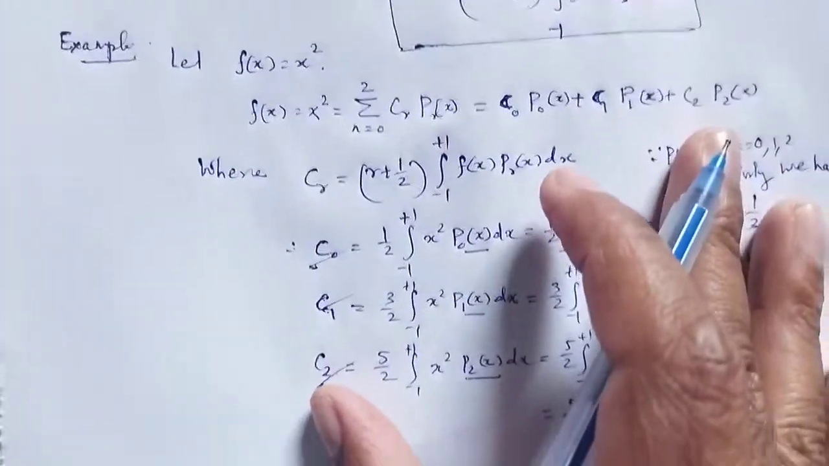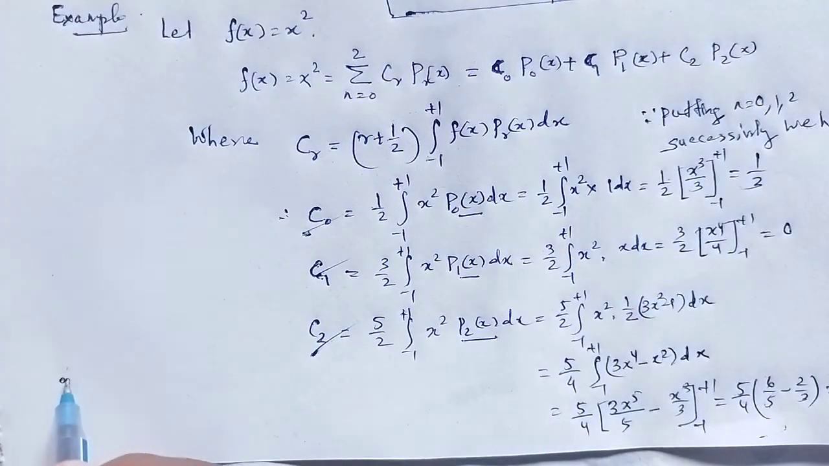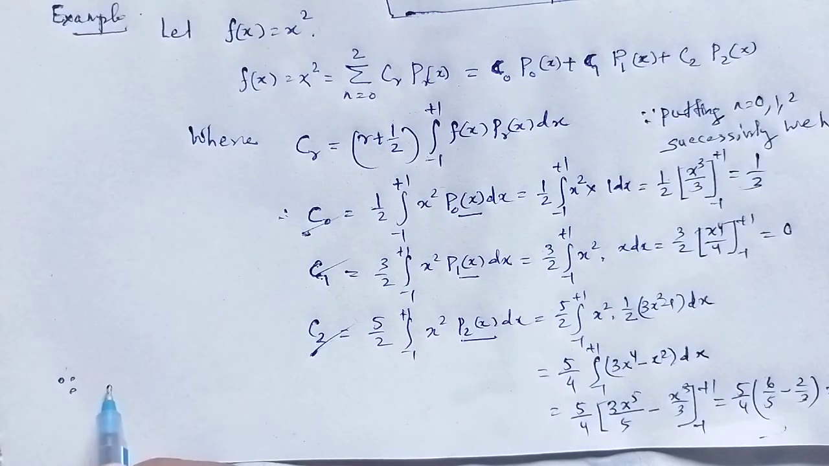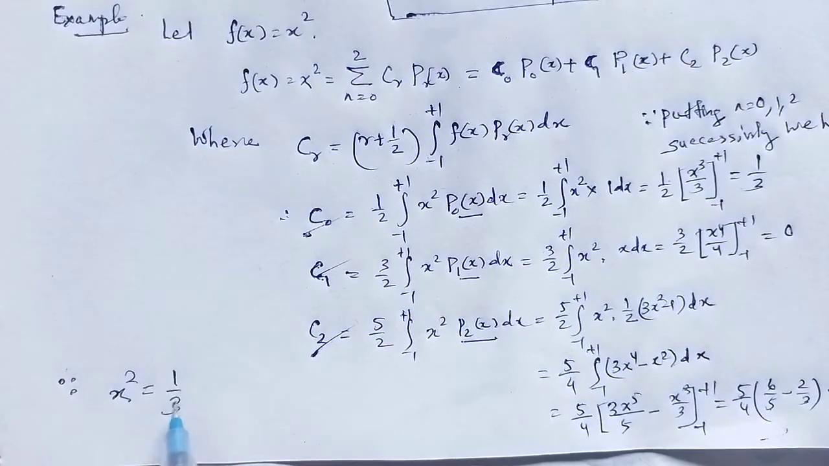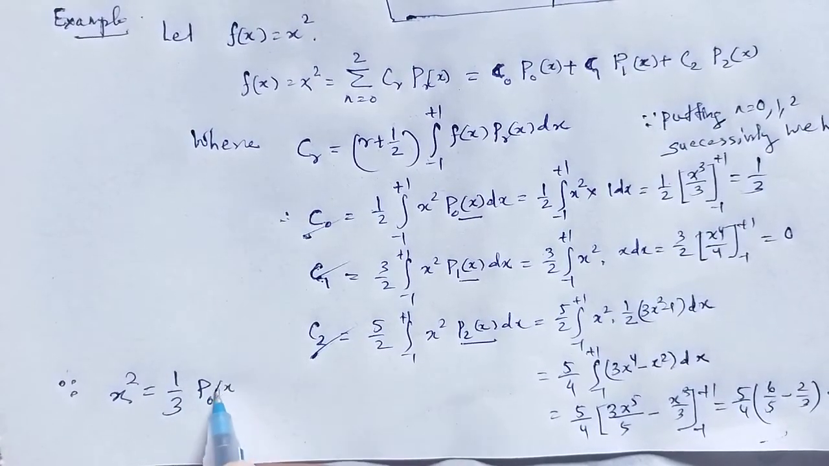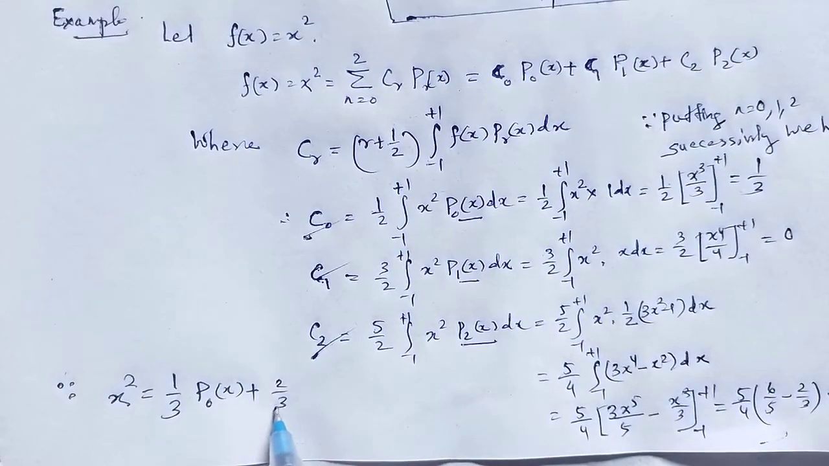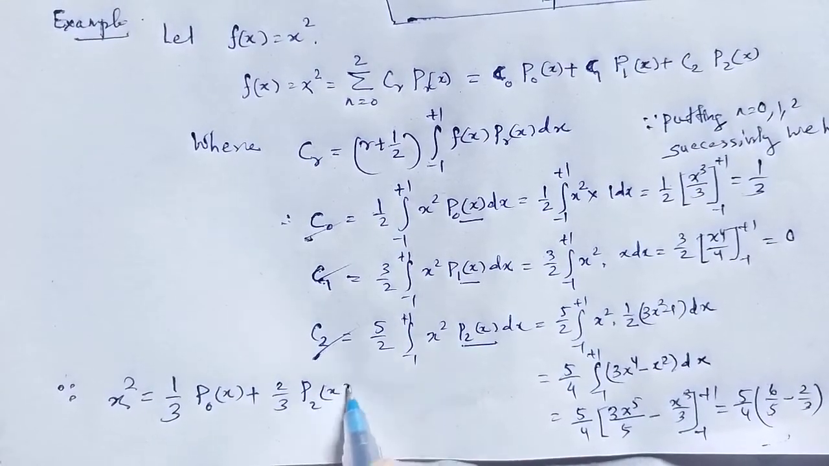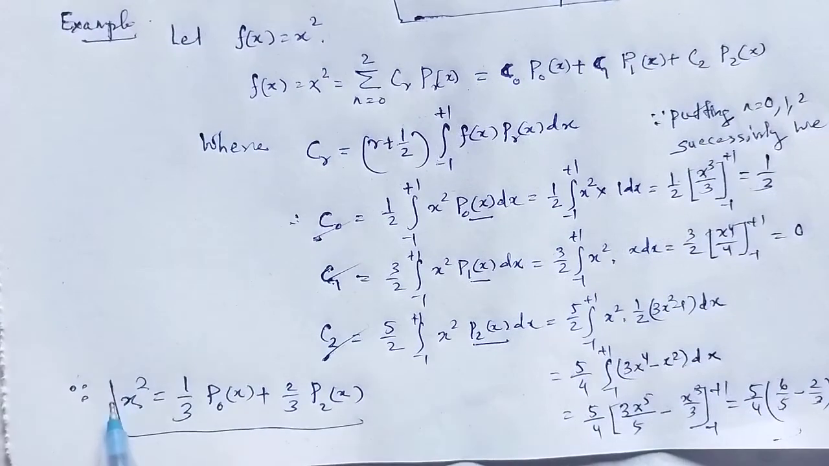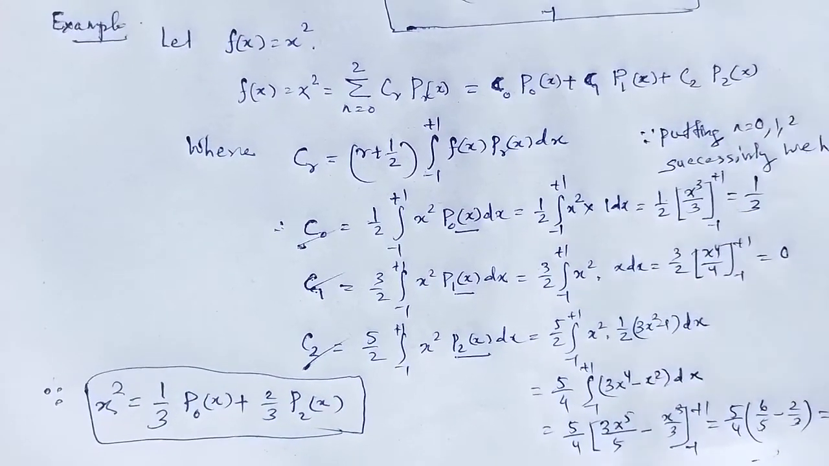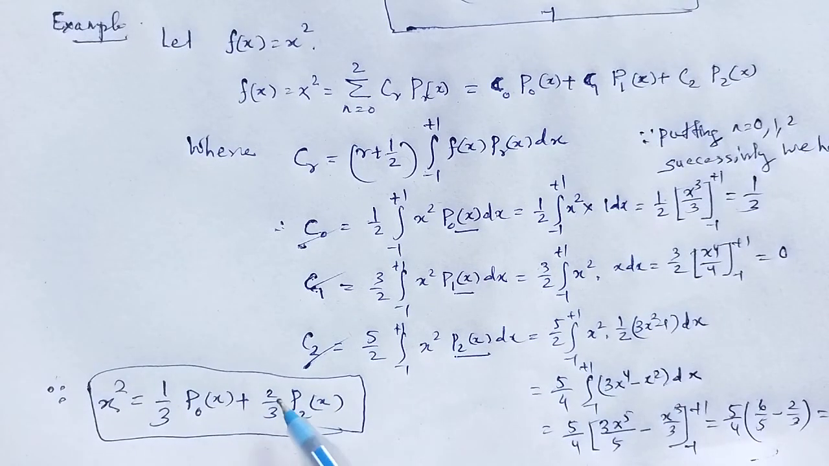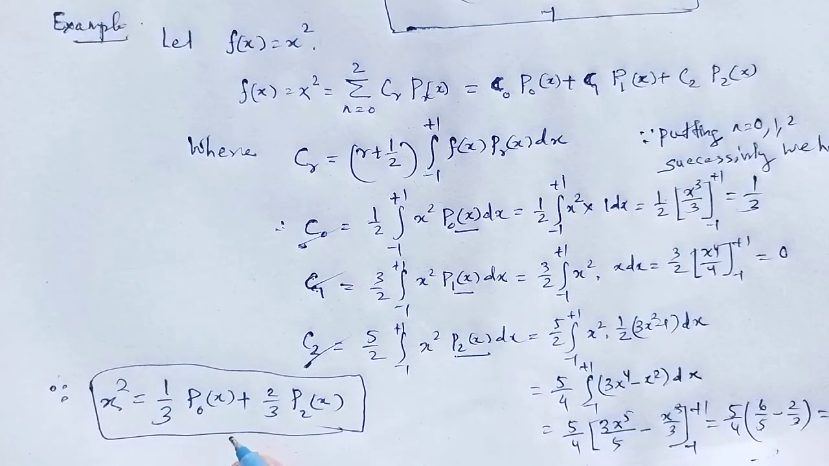Therefore, here x square will be 1 by 3 P naught of x plus 2 by 3 P2 of x. So this is the expansion of that function in Legendre polynomials.